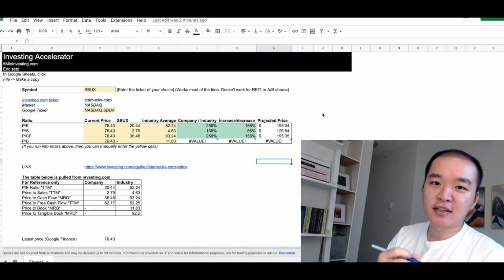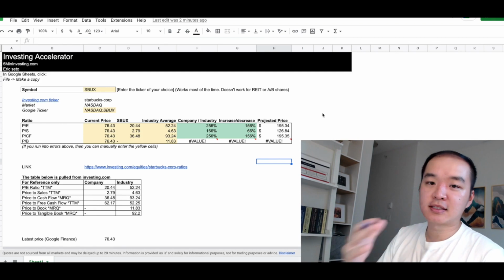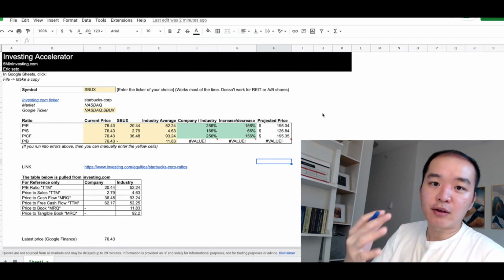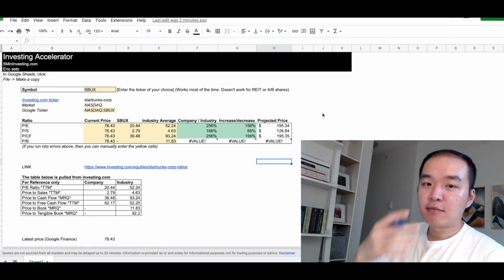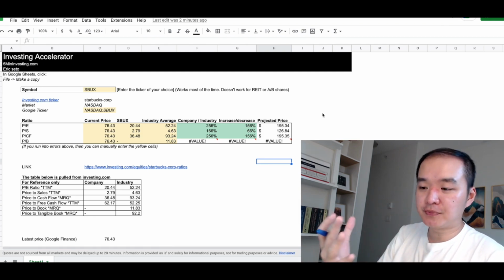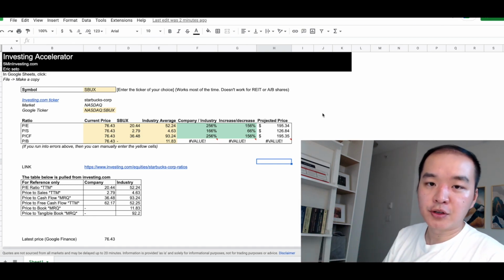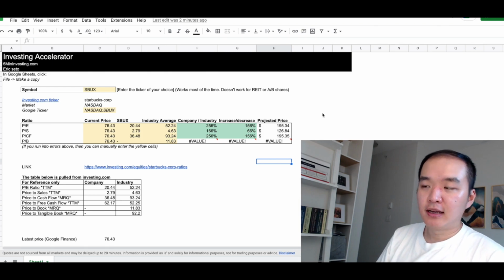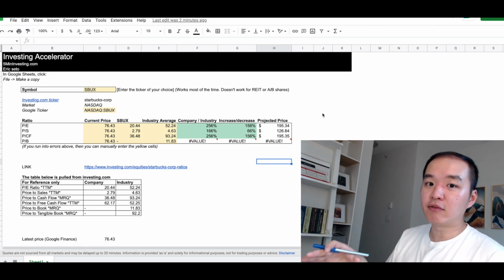Today, I want to start a new series on using one of the tools within Investing Accelerator with you, which is the valuation ratios calculator. Within this tool, we look at price to earnings ratios, price to sales, price to cash flow, and price to book ratio to see if there is an undervalue or overvalue opportunity for a specific stock. And I'll include a little bit more details and explanation near the end of the video.